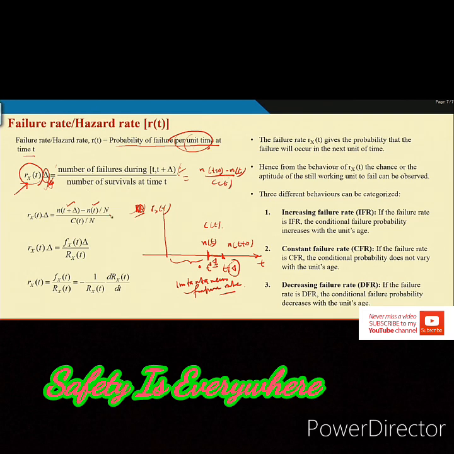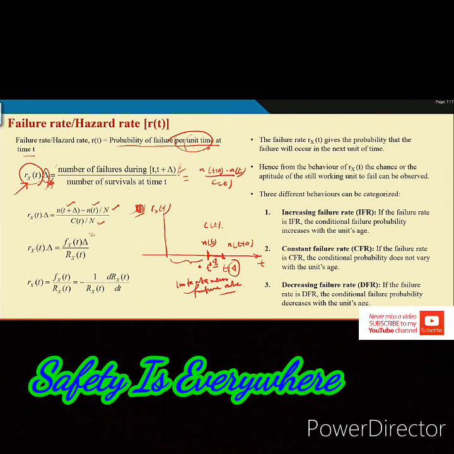So, this can be written like this, again dividing by capital N, which is the number of units that were put under test at the time t equal to 0. So, if you divide this, then you see what you are getting: R(t) delta equal to this f(t) into delta. Where is this delta coming from?